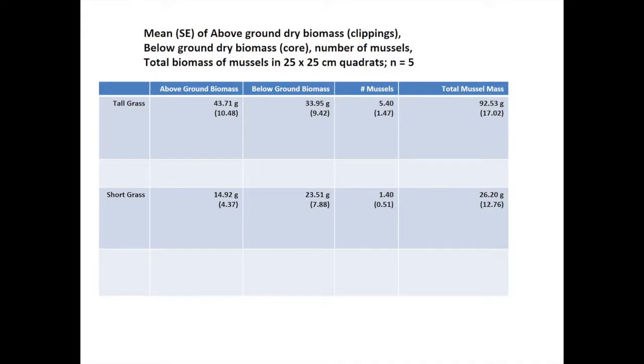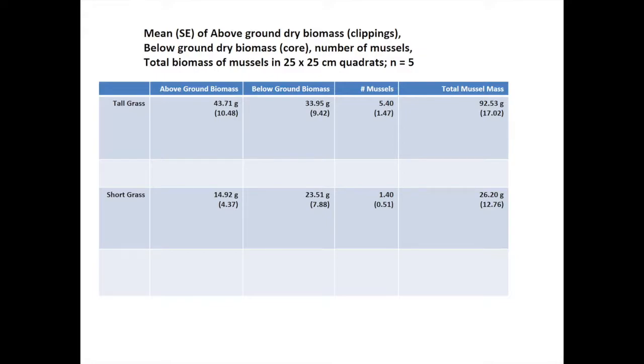Now that above ground biomass we know is probably driven by the size of the grass blades that were there, because we found a similar number of stems between the tall grass and the short grass. So what else did we find? Well, we talked about the number of mussels that we found on average, just over 5 in the tall grass versus just over 1 in the short grass.